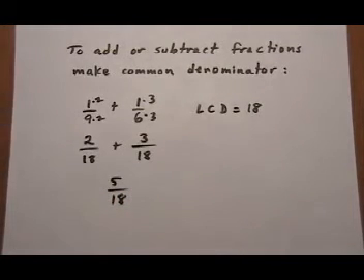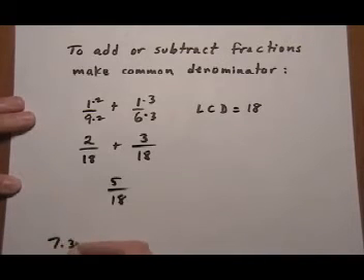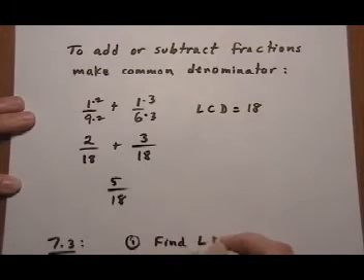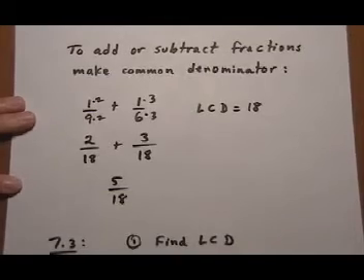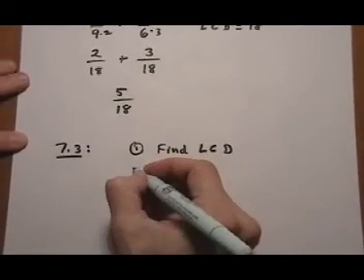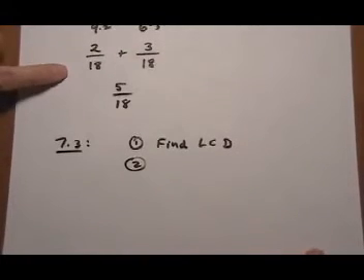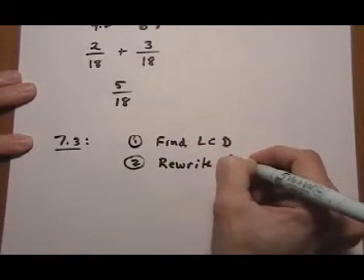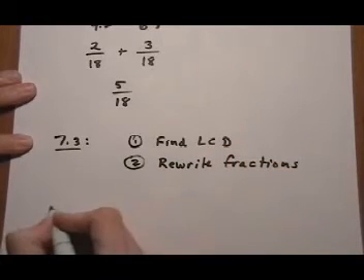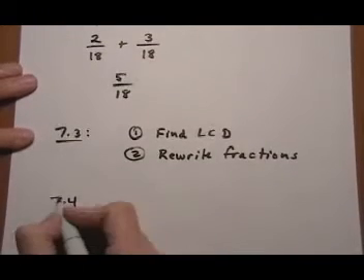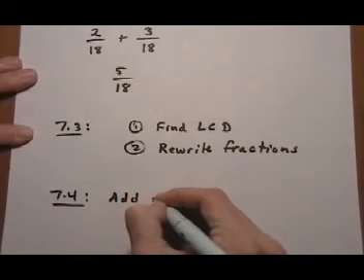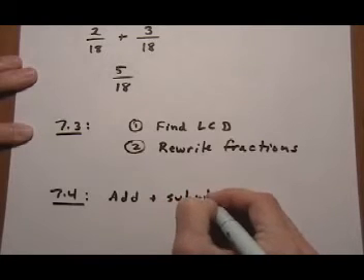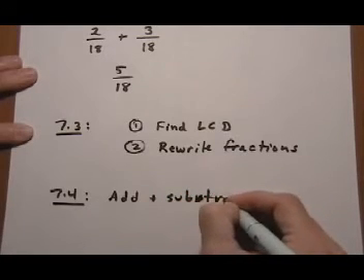So we're going to use those same steps, but we're going to break it down. So section 7.3 is a bit of a transition. In 7.3, we're going to learn how to, first of all, find the LCD if you're given some algebraic fractions. And we're also going to learn how to do the rewrite step, which we did up here. Rewrite fractions. And then in 7.4, we'll actually do the adding and subtracting fractions. Oops. Subtract. There we go.